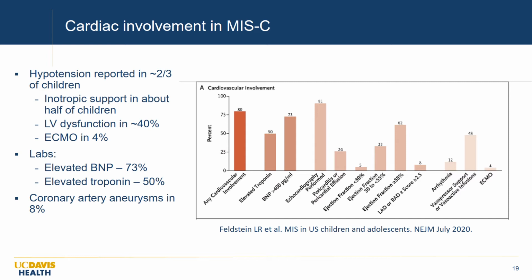And they showed that about half of children ended up needing inotropic support, and then left ventricular dysfunction was seen in about 40% of them. Fortunately, only about 4% of children ended up needing ECMO. Interestingly, 73% of these children did have an elevated BNP, and about half of them had an elevated troponin. And they reported that coronary artery aneurysms occurred in about 8% of children.